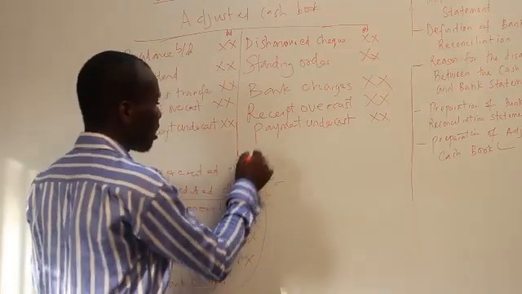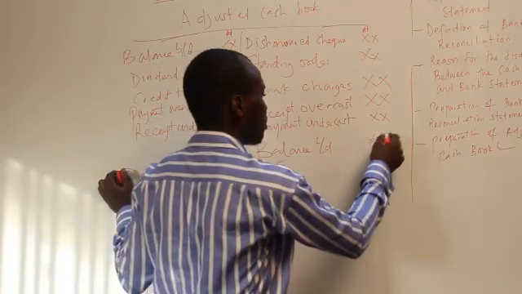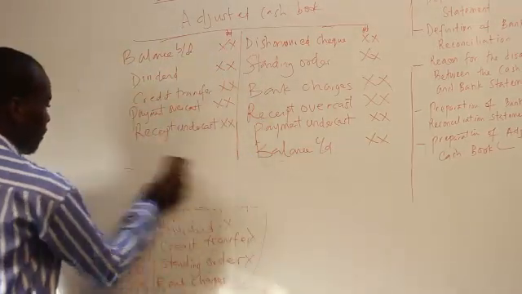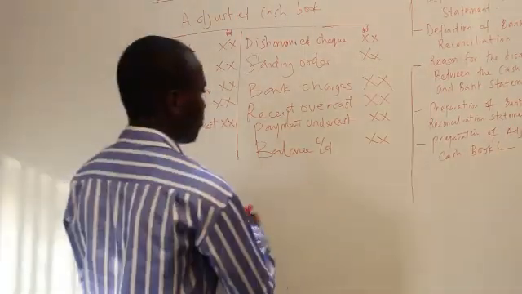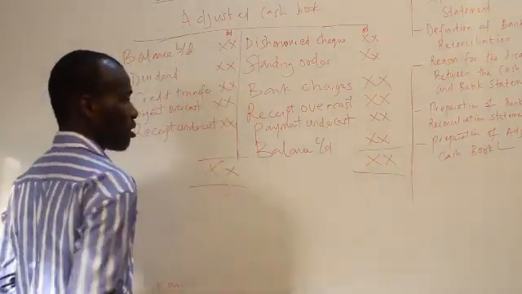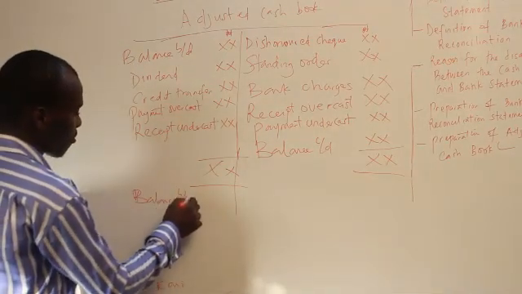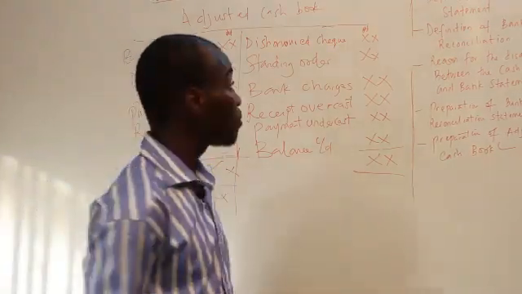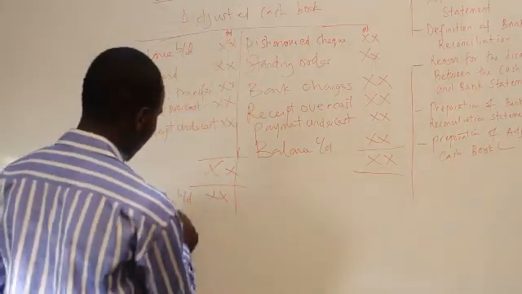So we can then balance the adjusted cash book. So we have this, I can add this, and we can have the balance brought down as this. After preparing the adjusted cash book, the next step is for us to prepare the bank reconciliation statement.